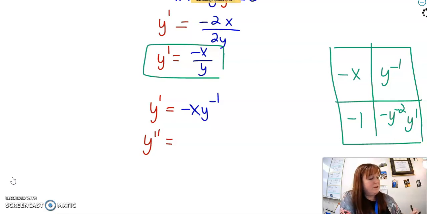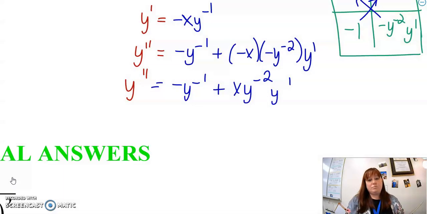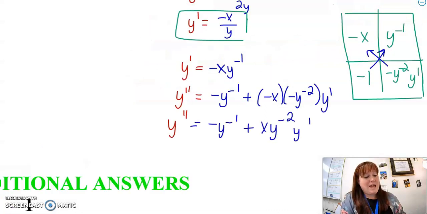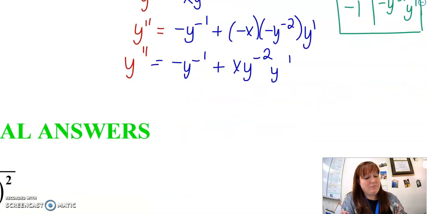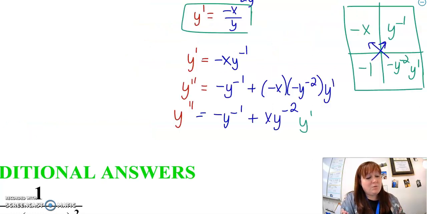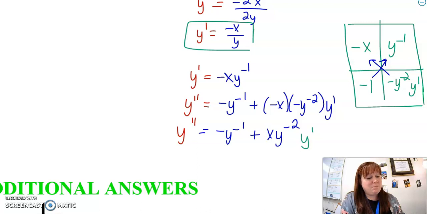All right, so we've got y double prime equals negative y to the negative 1. And those negatives cancel out, so we have plus x y to the negative 2 y prime. Ooh, hang on. And it says in terms of y, but we still have a y prime in here, so we've got to get rid of that y prime, right? But we know what y prime is, don't we?